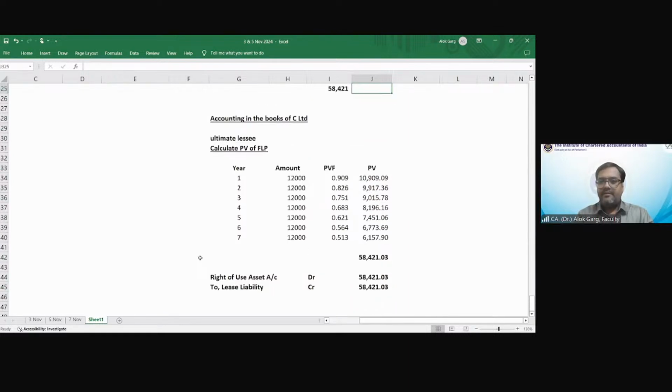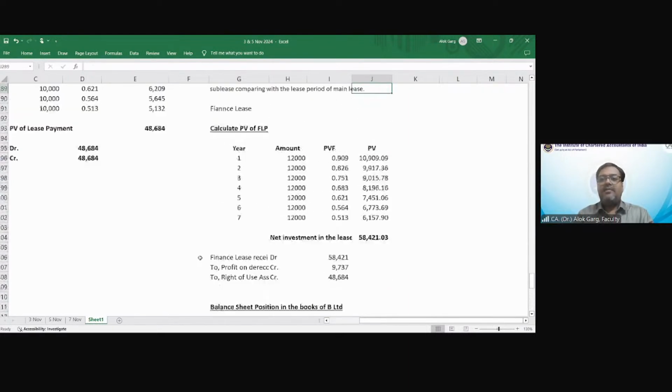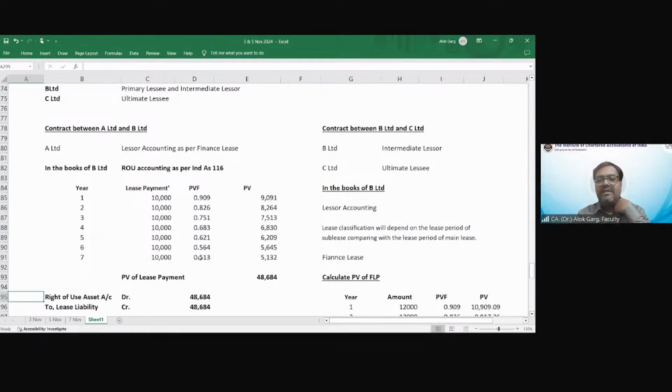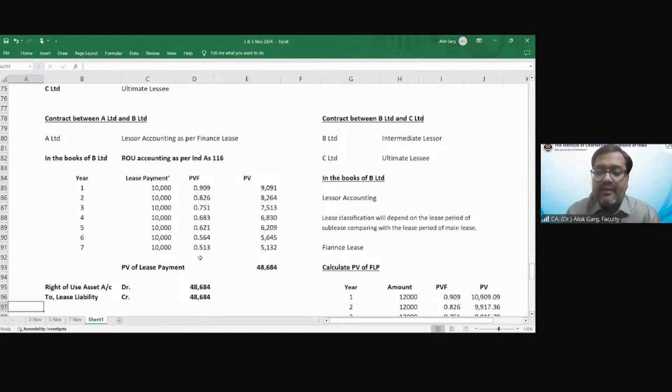So this is the accounting in the books of B, who is the intermediate lessor. First, B will recognize right of use asset and lease liability. Then B will check whether it is an operating lease or finance lease. If it is an operating lease, B will not de-recognize the right of use asset. B will only recognize the lease rental income. But if it is a finance lease, B will de-recognize the right of use asset and recognize finance lease receivable. And B will recognize interest income on that finance lease receivable. And when B receives the payment, B will reduce the finance lease asset.